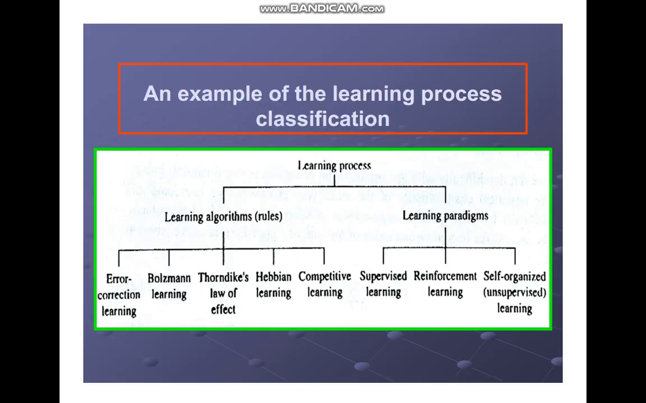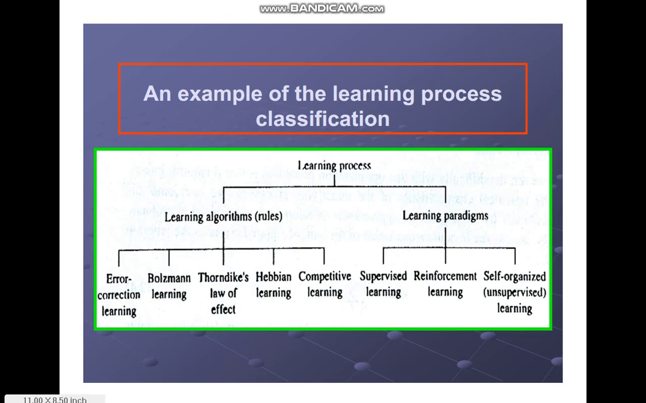These are the different learning processes, called learning algorithms, depending on the rules and learning paradigms. Learning algorithms are error correction learning, Boltzmann machine, Hebb learning, and competitive learning. With respect to this, we have different learning processes, as you can see.